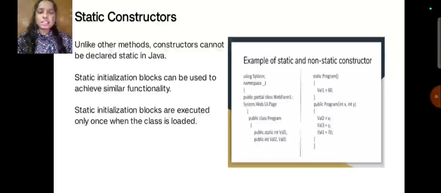And next, static constructors. Unlike other methods, constructors cannot be declared static in Java. Static initialization blocks can be used to achieve similar functionality. Static initialization blocks are executed only once when the class is loaded. This is about static constructors, with an example of static and non-static constructors.